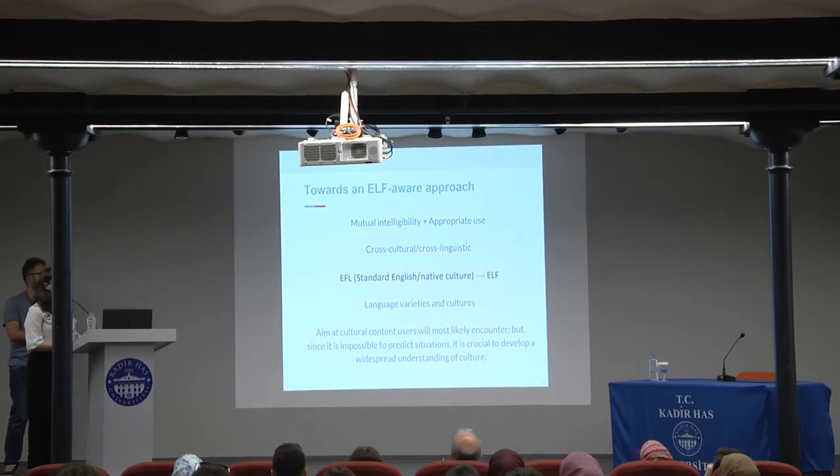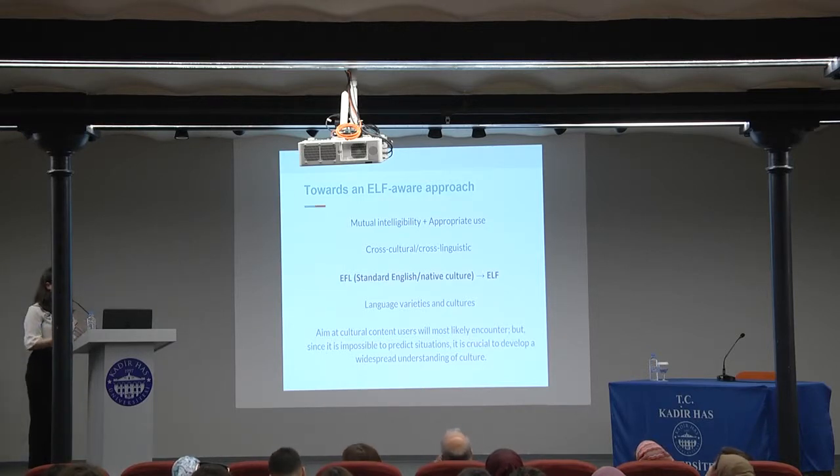So when it comes to reflecting this kind of awareness of the role of English as an international language, there emerged some important issues regarding the classroom implications, such as mutual intelligibility and the appropriate use of language, the presence of cross-cultural and cross-linguistic elements regarding the use of local background, cultures, and languages, as well as the international language, and the existence of different language varieties and local cultures in the classroom. When implementing this kind of multiple background and culture, it might be quite difficult to predict exact situations in which these could interact. So the solution could be to develop a widespread understanding of culture.